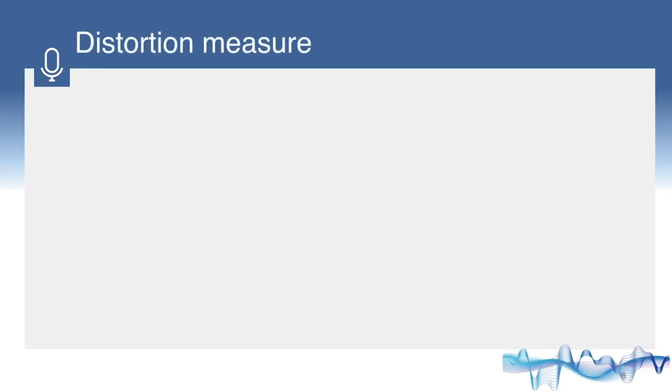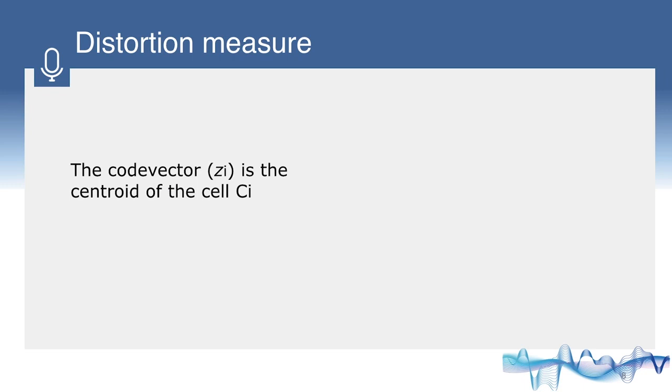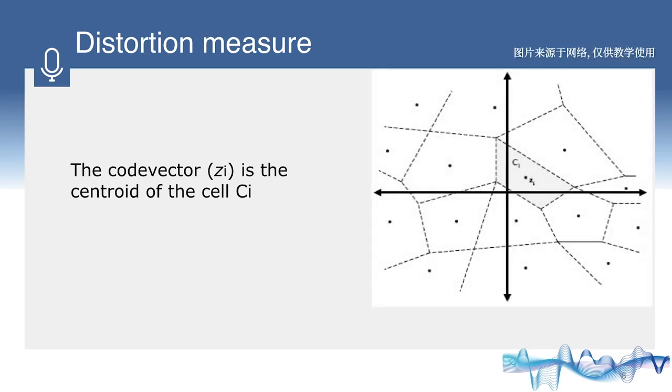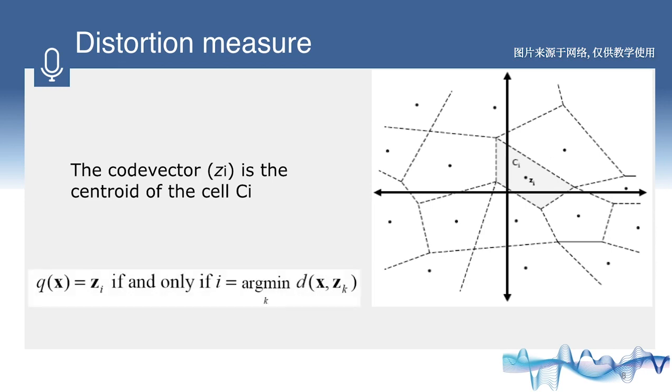Distortion measure is a measure of the error or distortion generated when the input vector xi is represented by the codebook restriction vector yi. It can describe the similarity between two or more model vectors. The input vector x can be represented with the code word zi, which is the centroid of the cell ci, if and only if the distortion measure between x and zi is minimal.